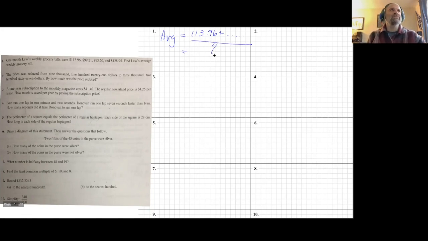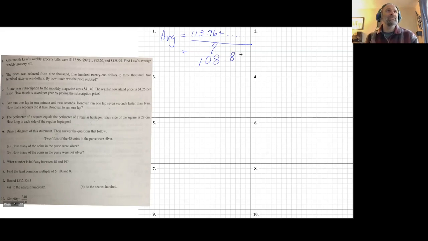Anybody have that answer? So I'm gonna add them together. I'm gonna cheat on a calculator, sorry, just for time's sake. 113.96 plus 99.21 plus 128.95. What did I miss? 93.20 plus 93. Okay, divide by 4. Looks like 108.83. Is that what you guys got?